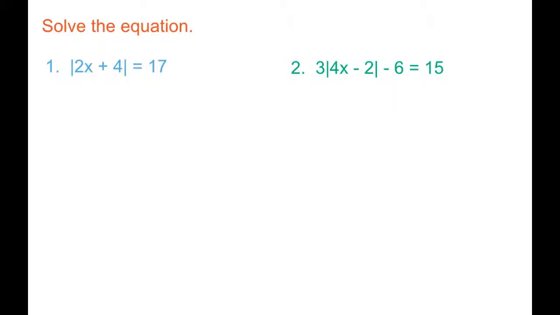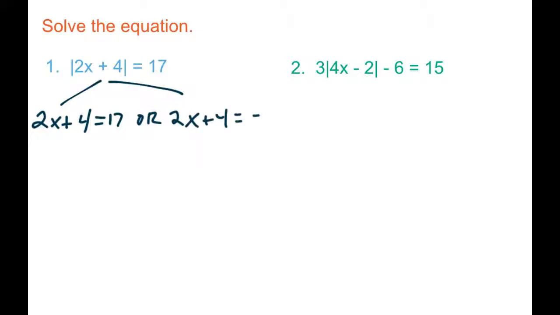Problem number one, we're solving the equation. Well, we know when we have absolute value, we're going to get two solutions. So we're going to break this up into two parts. We're going to rewrite without the absolute value symbol, 2x plus 4 equals 17. I'll put that word or because there's going to be one answer or another.